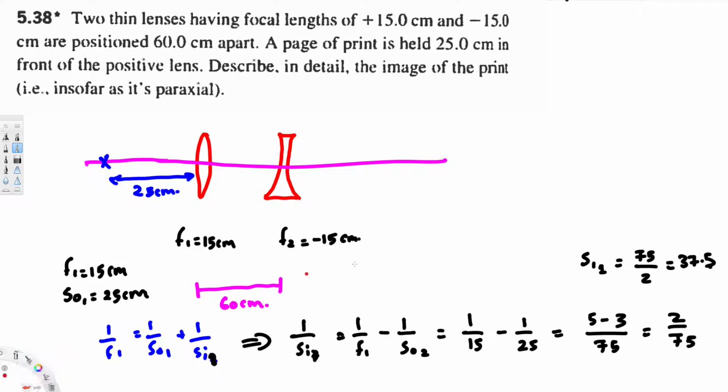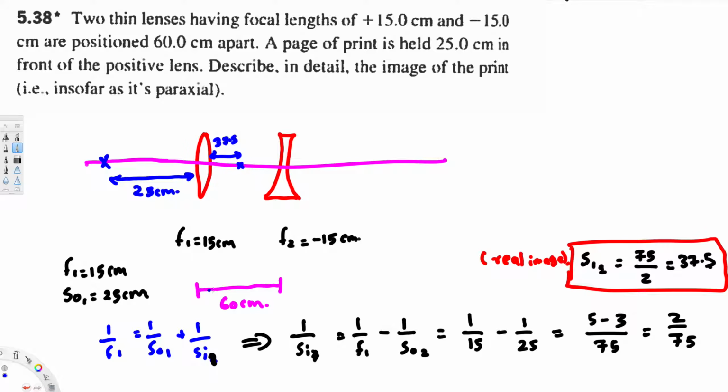This information is necessary, and we know that this is a real image because we are getting a positive image distance. If this is a real image, it means the image is behind the lens, 37.5 centimeters behind it. The total distance between the two lenses is 60 centimeters, so this distance is going to be 22.5 centimeters. We need this information because for the second lens this image is going to be the object.